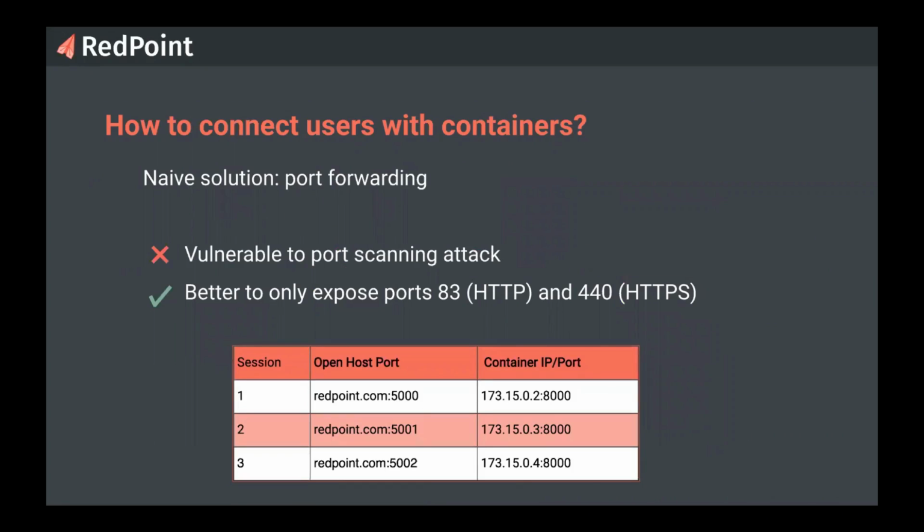So now that we're connecting users with containers, we need to find a strategy for doing that. A naive solution to this would be to use port forwarding, where we basically assign each session a unique port on our system, and we map that port directly to the IP and internal port of a container. It's a simple solution, but has a big drawback: someone can scan all of the available ports on our system and then pretty easily have access to any session and disrupt the privacy of that session. We really prefer not to expose all these ports.